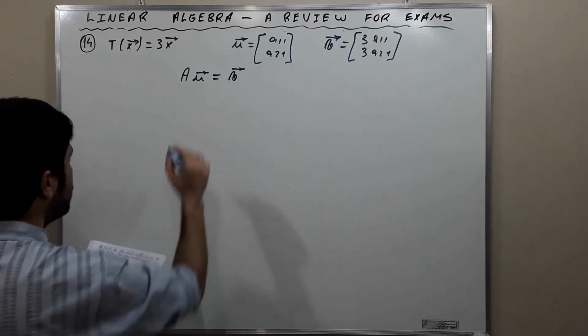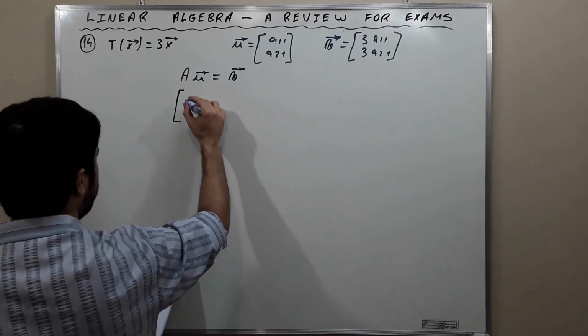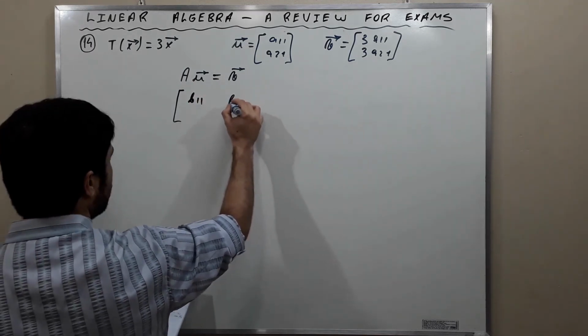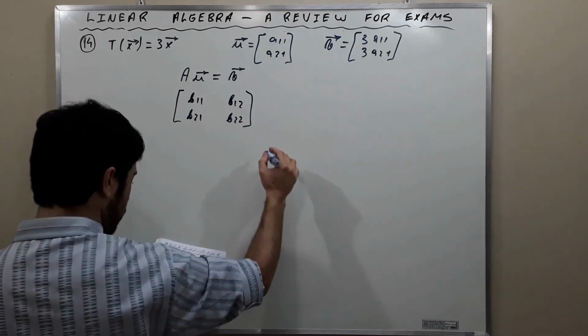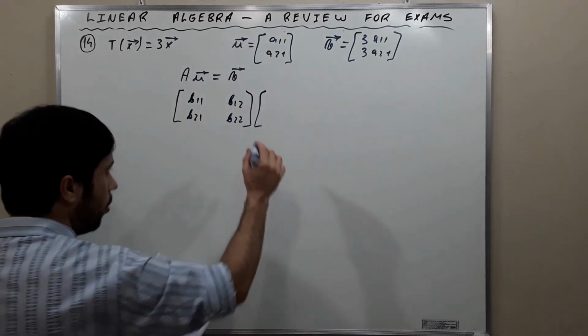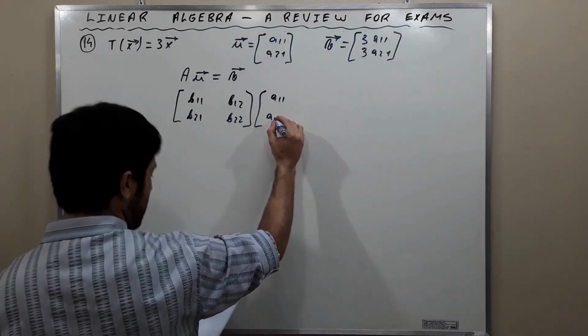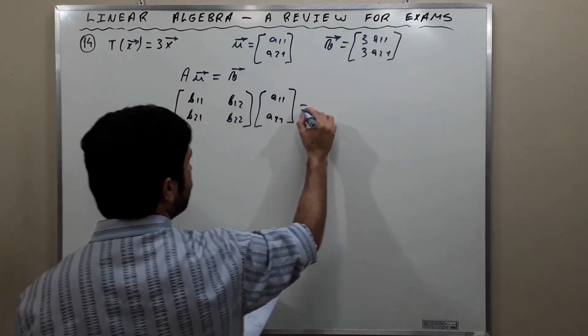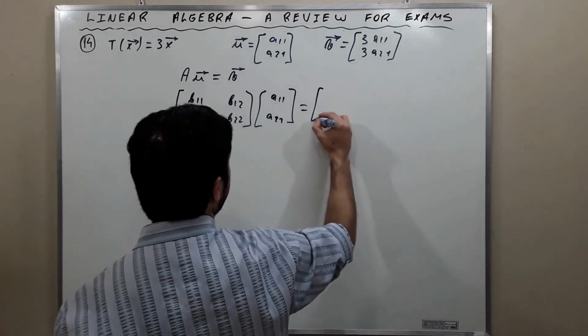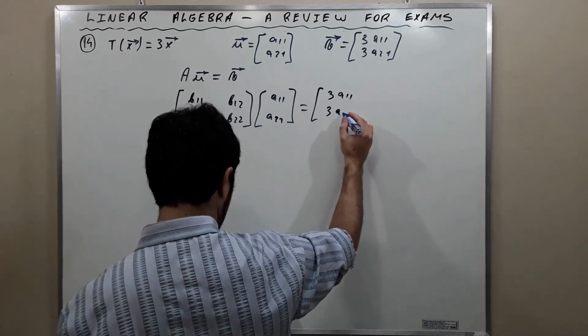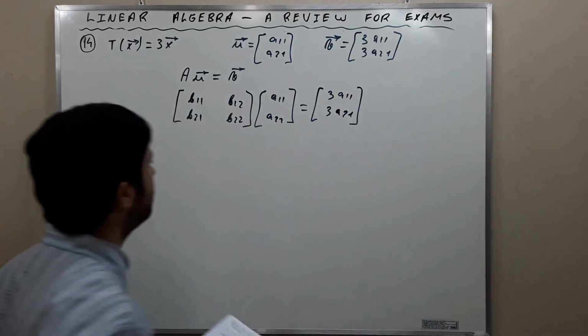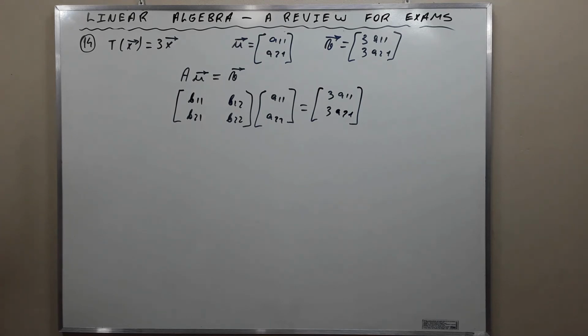Okay, so the matrix, we are going to call it (b11, b12; b21, b22). The transformation will be on (a11, a21), and this will produce (3 times a11, 3 times a21). Okay, this is the idea of this transformation, to scale up the vector by a factor of 3.